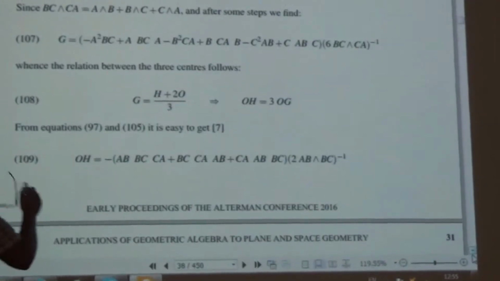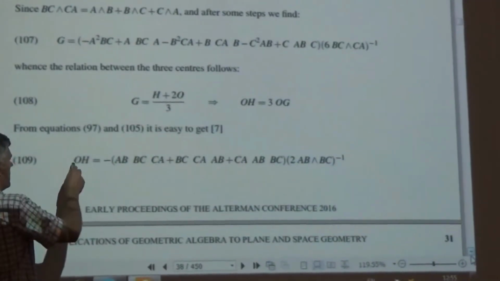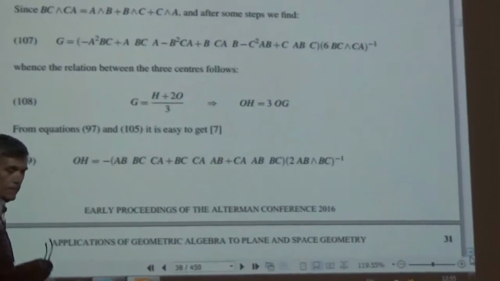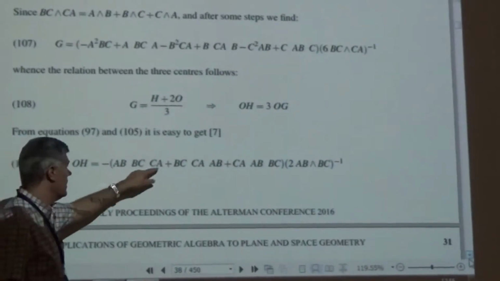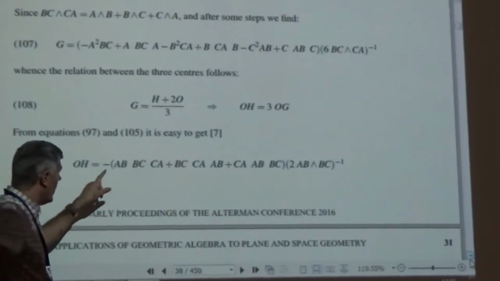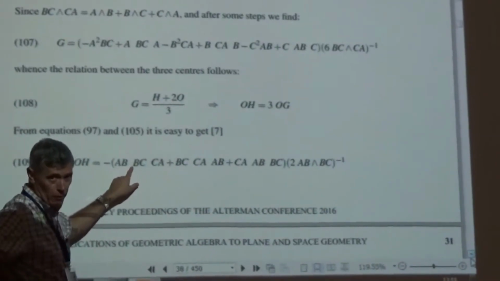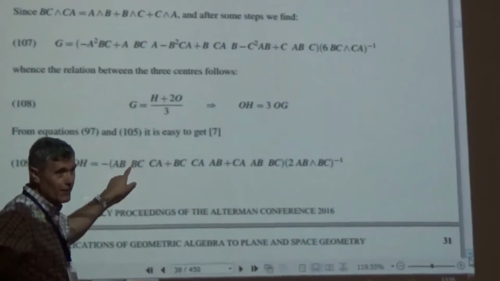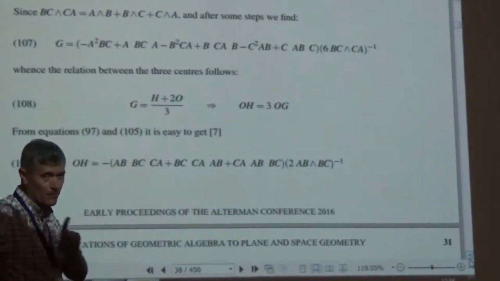OR is a vector, from the circumcenter to the center. A B, B C, C A are the vectors of the sides. And A B, B C, this is a geometric product. This is not a scalar product. This is not even an exterior product. This is a geometric product.